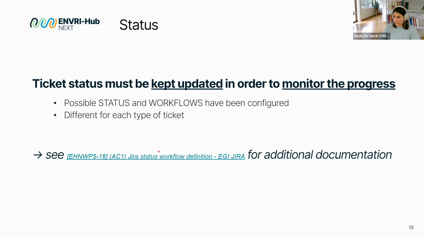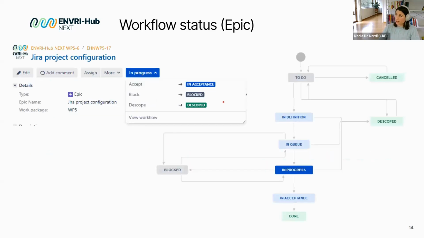This is the link where you will find some more documentation, or the status description, and also the workflows description. Here, okay, this is the epic, and here you see we start from to do when we created the ticket, and then from to do we can move the ticket to cancel if, for example, I opened the ticket by mistake, or to out of scope if the requirement is no more valid, or in definition, if the requirement is valid, then I need to fill the ticket and write a description.